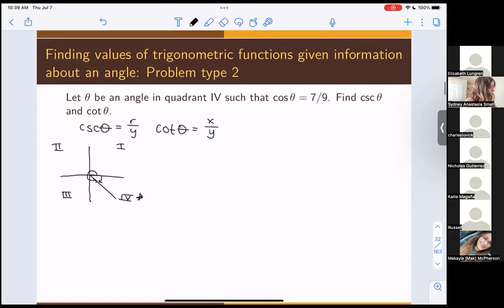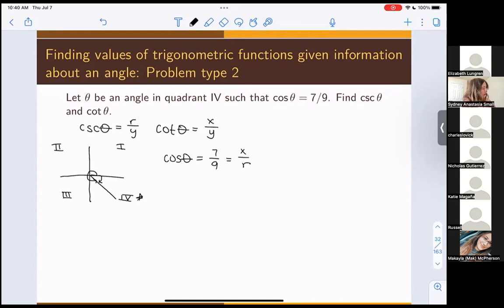Okay. And we know that the cosine of theta is 7/9. But also recall that the cosine is the adjacent side over the hypotenuse, which in graphing language is x over r. So it turns out we already actually know some information. We know that the ratio of our x to our r is 7/9, so we can just use that here.